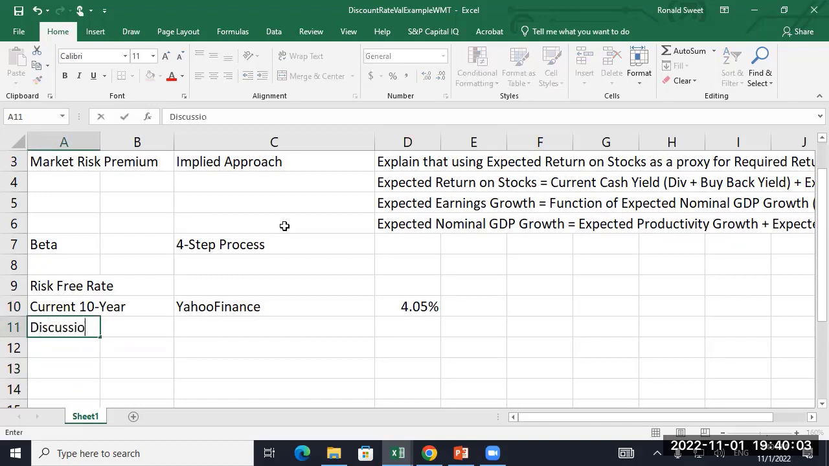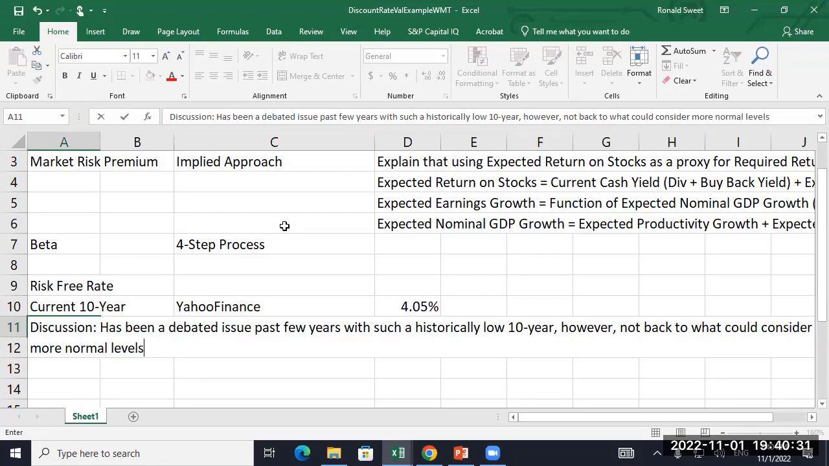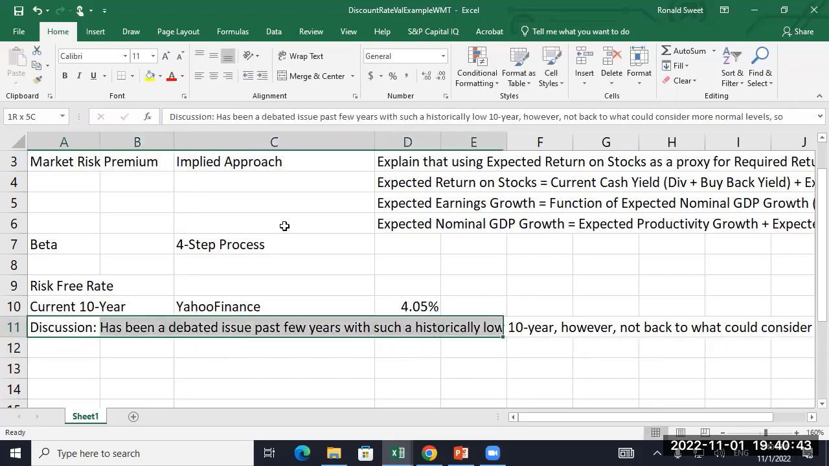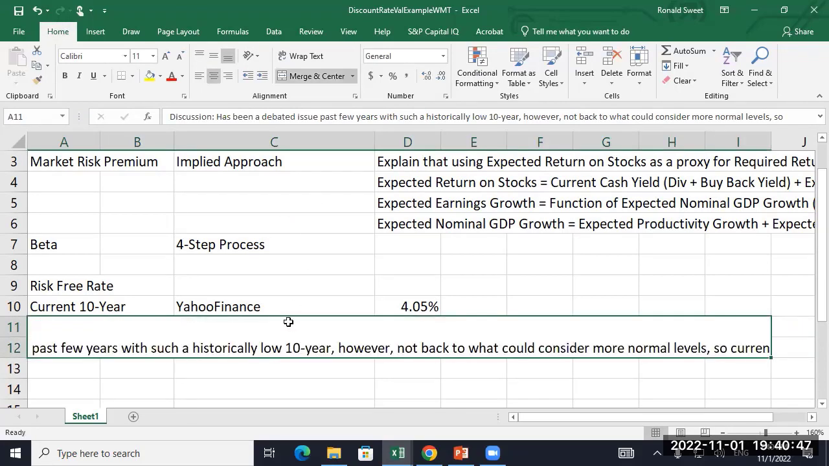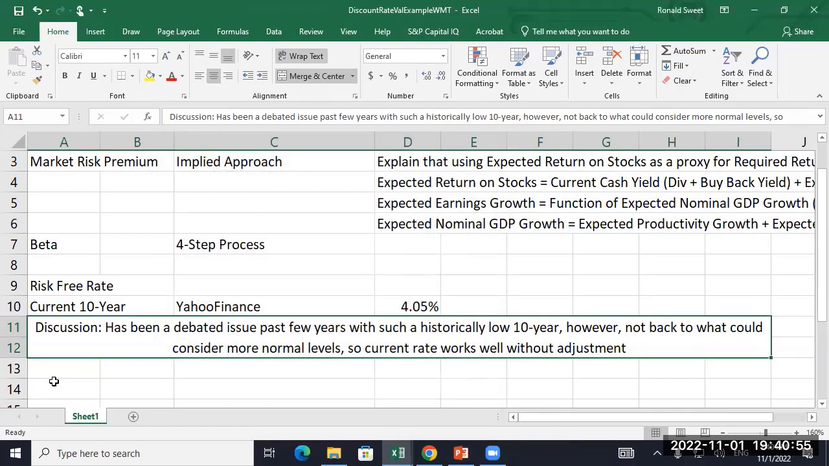And then discussion. Maybe something along the lines of, it has been a debated issue the past few years with such a historically low 10-year. However, now back to what could be considered more normal levels. So the current rate works well without adjustment, something like that. Does that make sense? So I would do it without adjustment. I don't really see a reason to adjust.